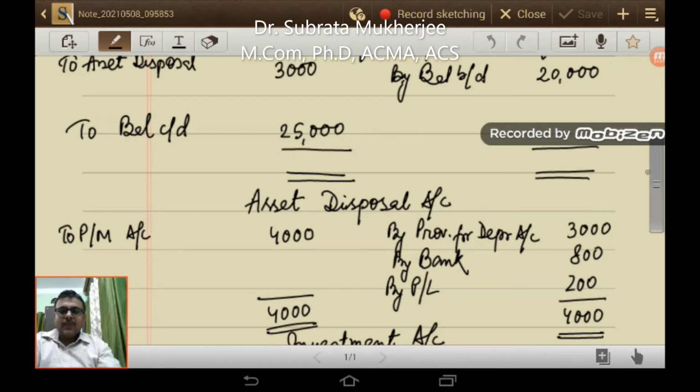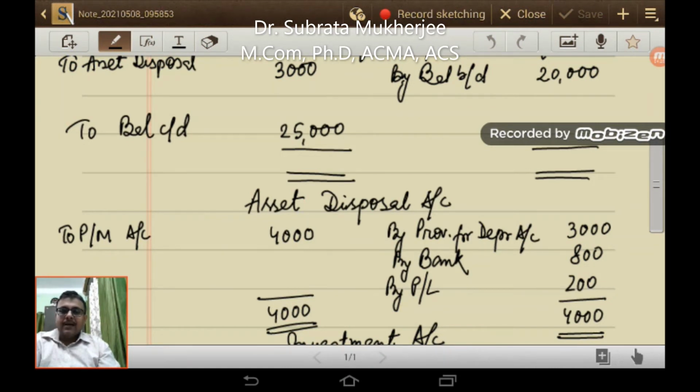Now on the credit side of asset disposal account I have written by provision for depreciation 3,000, which is given in the information that this 3,000 of depreciation has been written off against this machine and it has been sold for rupees 800.